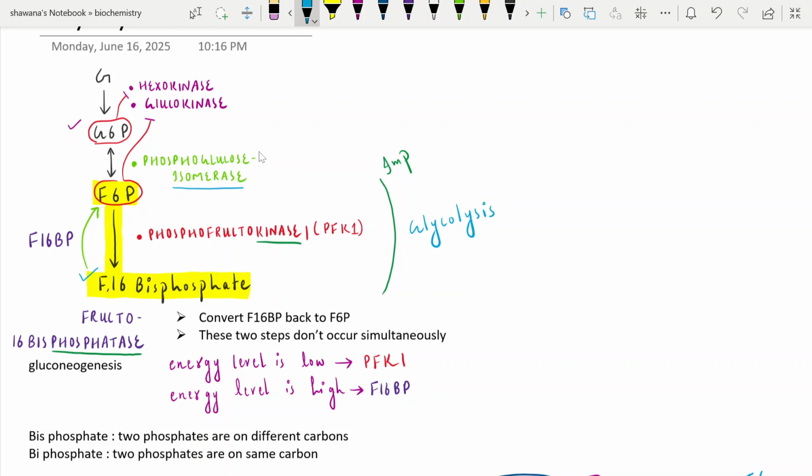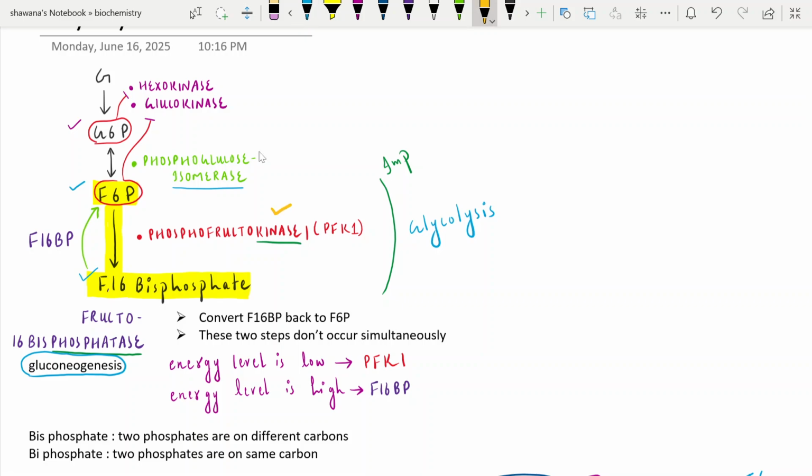But this action can also be reversed, despite being an irreversible step, in the case of gluconeogenesis, which means that we are producing glucose from non-carbohydrate sources. It means that fructose 1,6-bisphosphate can be converted back into fructose 6-phosphate by the action of another enzyme known as fructose 1,6-bisphosphatase.